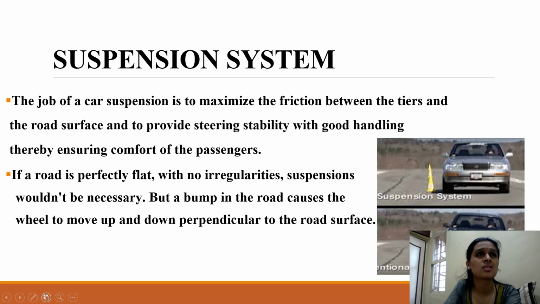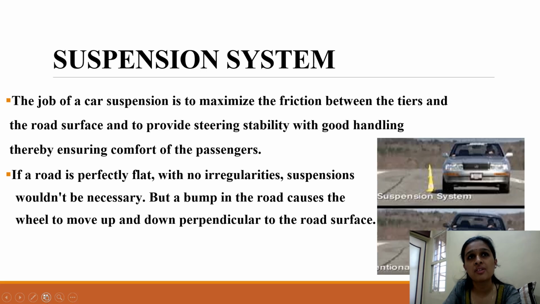So the job of any car suspension system is to maximize the friction between the tires of the car and the road surface, which in turn provides good steering stability, gives proper handling of the car and gives the passengers a good comfort zone.